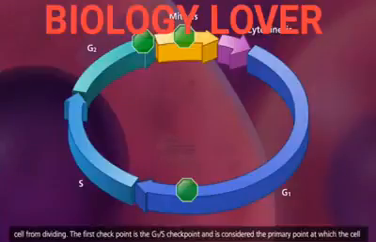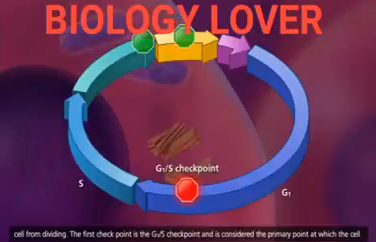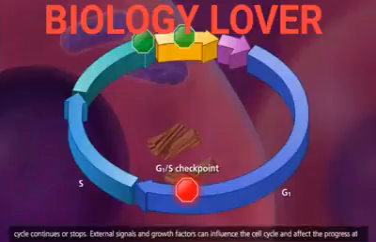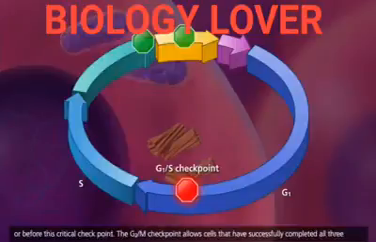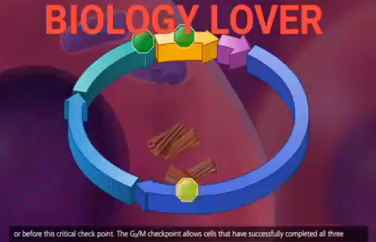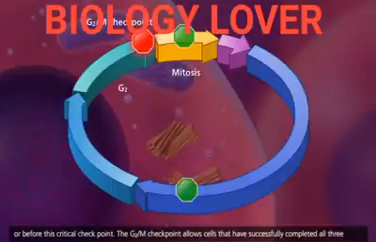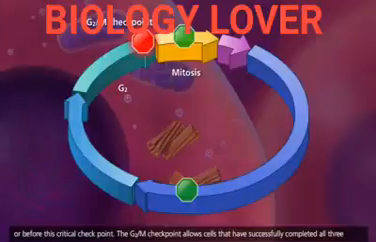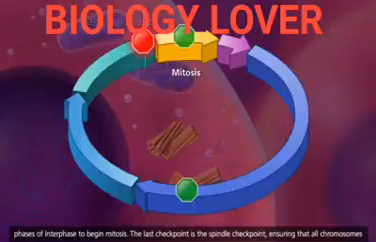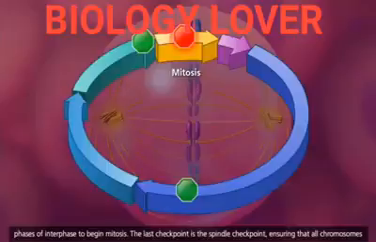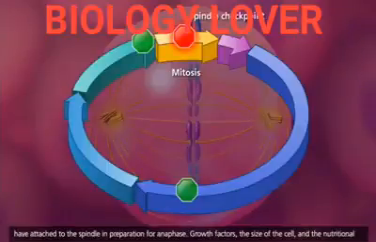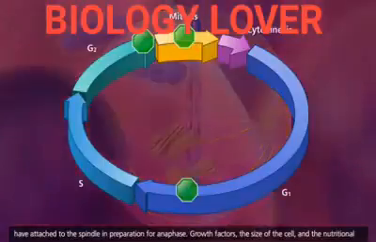The first checkpoint is the G1S checkpoint, and is considered the primary point at which the cell cycle continues or stops. External signals and growth factors can influence the cell cycle and affect the progress at or before this critical checkpoint. The G2M checkpoint allows cells that have successfully completed all 3 phases of interphase to begin mitosis. The last checkpoint is the spindle checkpoint, ensuring that all chromosomes have attached to the spindle in preparation for anaphase.